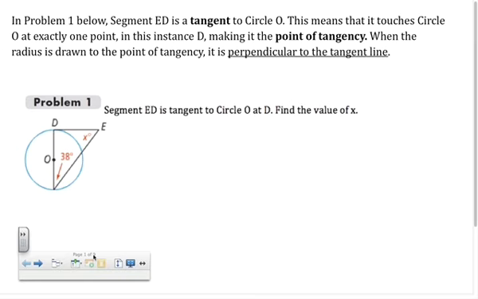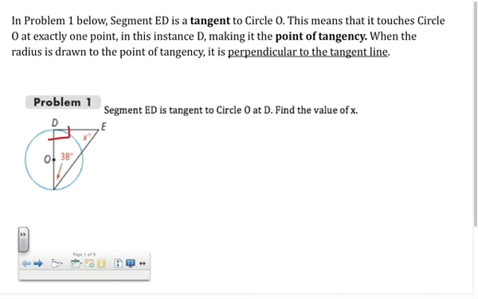So one of the most important properties of a tangent line is that the line tangent to the circle will be perpendicular to the radius drawn to the point of tangency. Which means in problem 1, since segment ED is my tangent line and segment OD is the radius drawn to the point of tangency, I have a right angle here.